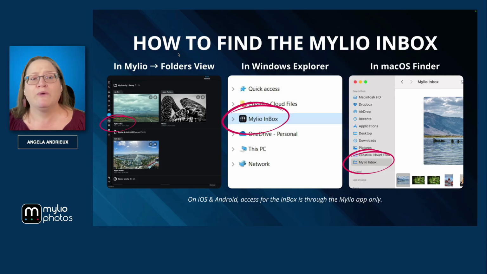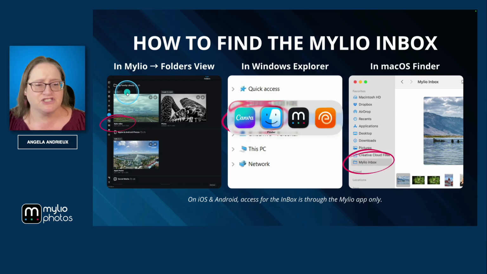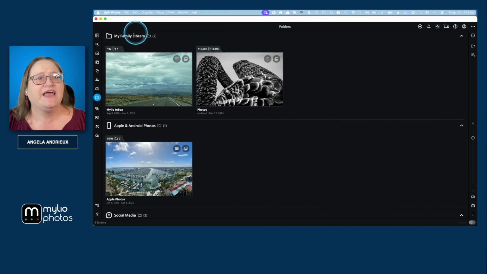First off, where do you find the Mylio inbox? When you're in the Mylio Photos application, it is going to be at the top level of the application in the folders view. So depending on what plan you're on with Mylio Photos, up here at the top, let me just switch over to Mylio here, that might be easier. You might see My Family Library if you're on a family plan. You might see Mylio Photos Library if you're on an individual plan. You might see My Team Library if you're on a business plan.